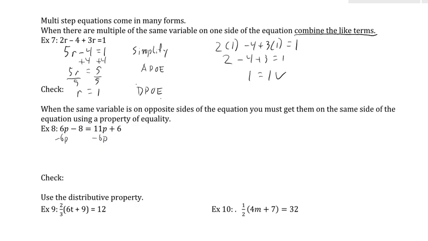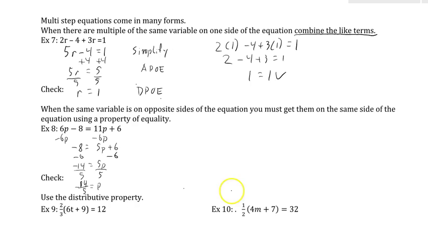I'm going to subtract 6p from both sides, so that 6p minus 6p is 0, leaving just the negative 8 on the left-hand side. And all the p's are together on the right-hand side of the equal sign. Now we're in our 2-step equation. We subtract 6 from both sides, and we divide both sides by 5. You are definitely going to get loads of fractions in this class. Learning how to use fractions effectively is something that we need to work on mastering.